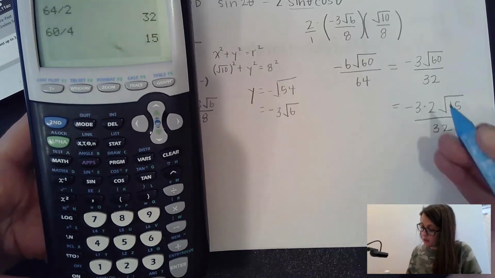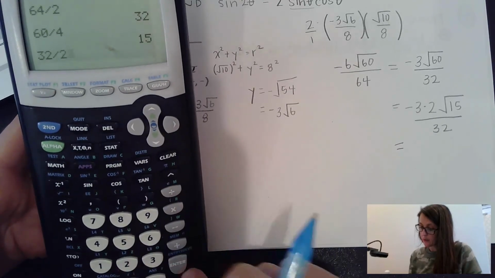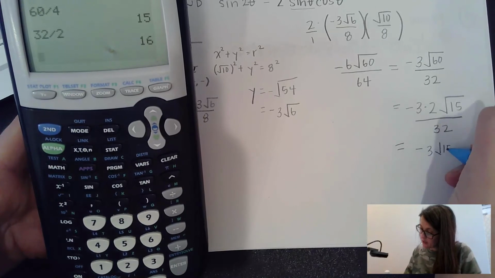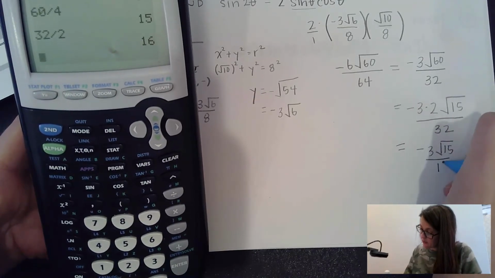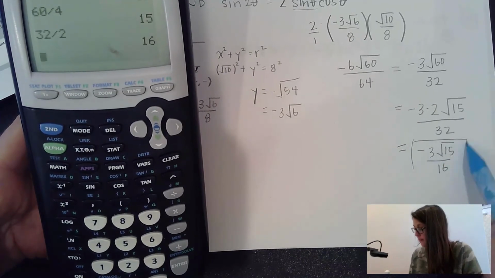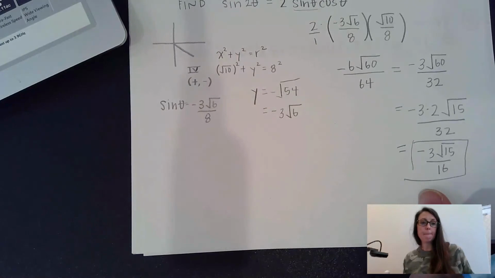And then 2 goes into that 32. Keep reducing a little bit. Brain is not working. So this is negative 3 square roots of 15 all over 16. So there we go.